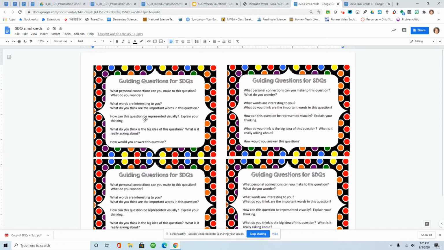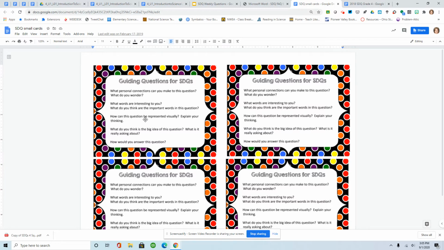The next day, you may want to ask the question, how can this question be represented visually? And let the kids do a little drawing and do a couple share outs so that you can see how people represented it visually. If it already comes with a visual, you can ask questions such as, what part of this visual is helpful to you?